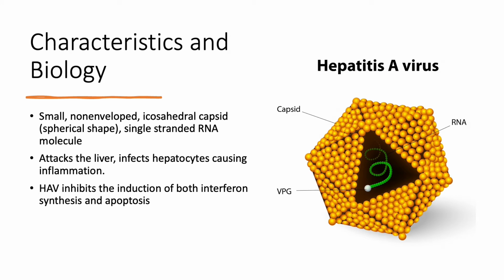Characteristics and biology of HAV. It is a small, non-enveloped icosahedral capsid, which means spherical in shape. It is also a single-stranded RNA molecule. HAV attacks the liver and infects hepatocytes, which are the chief functional cells of the liver, causing inflammation. In order to evade innate cellular antiviral defense mechanisms, HAV inhibits the induction of both interferon synthesis and apoptosis.